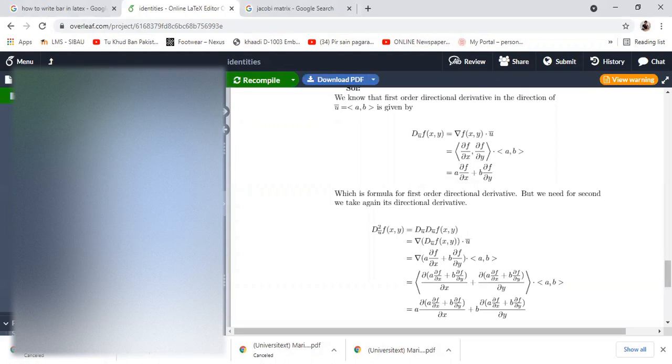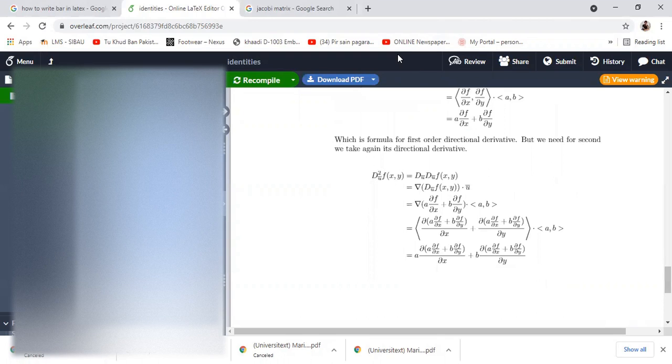Okay, so we are interested in the second order directional derivatives. We all know that the first order directional derivative was this. To compute second order directional derivatives, we need to take the directional derivative of the first directional derivative. So whatever we have calculated is the first order directional derivative, and now we will take its directional derivative, so that it will be the second order directional derivative of the original function f.